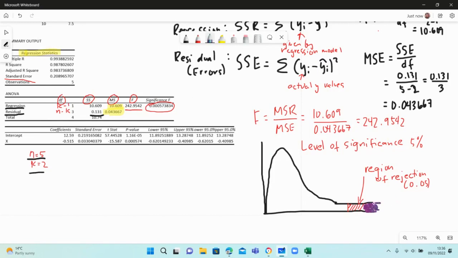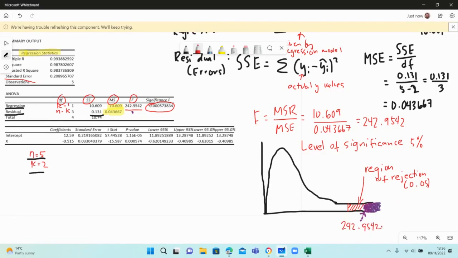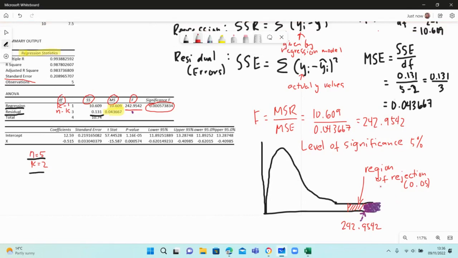when you try to plot the F statistic that we have obtained, in this case, which is 242.9542, then the area to the right of this number, which is indicated by this region here in purple color, is 0.000573834. Okay.